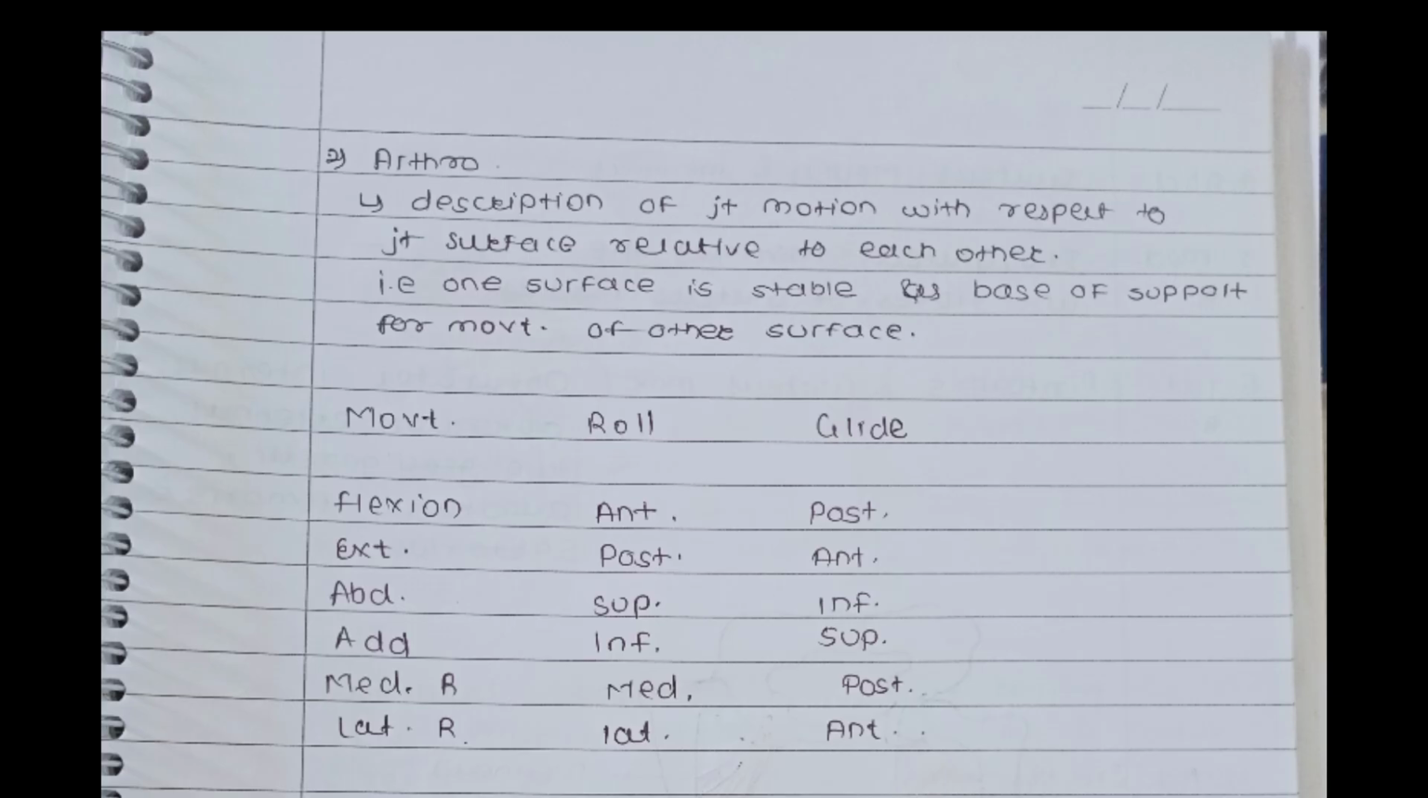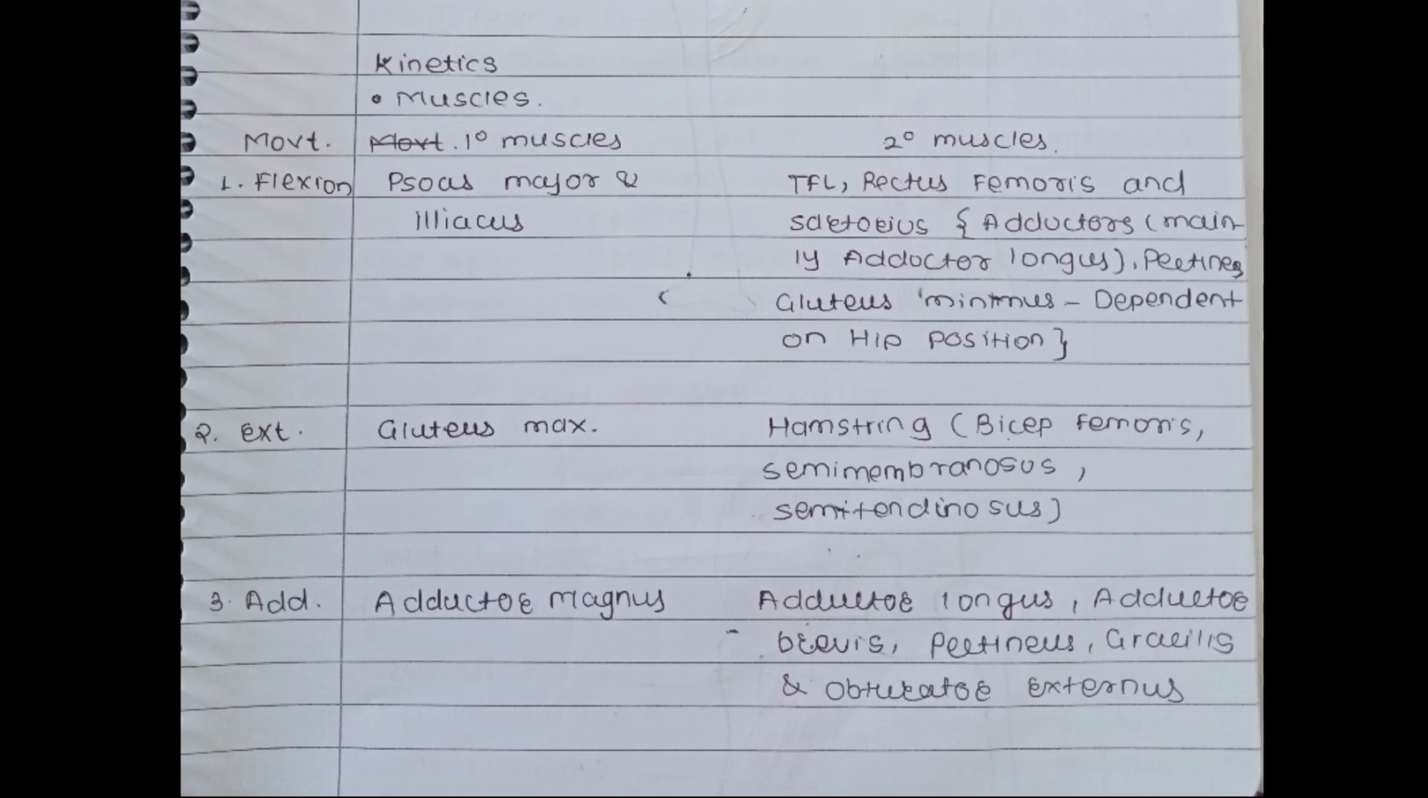Remember this chart according to the movement, plane, axis and range of motion. Next is arthrokinematics. Don't get confused about arthro and osteo. In arthrokinematics, rolling and gliding movements occur. We have covered the kinematics, in which we have seen arthrokinematics and osteokinematics.